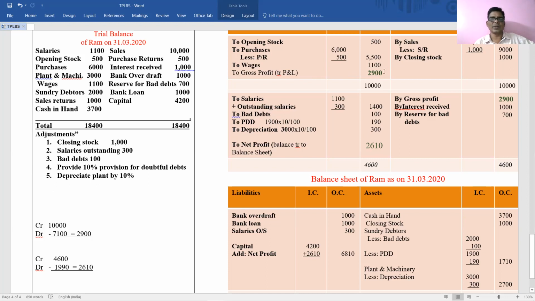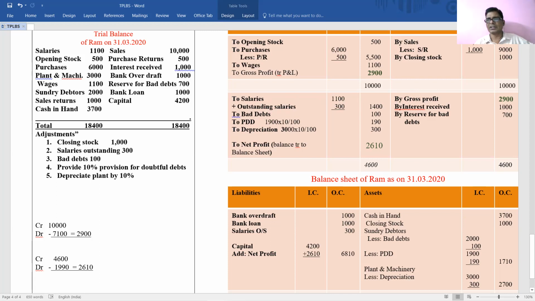This is called gross profit. When TC is more, that is incomes are more, that is 10,000, and expenditure is 7,100, we get 2,900, that is gross profit. So TC plus is 10,000 and TD is 7,100. We got 2,900. This gross profit is transferred to the profit and loss account. So where the trading account ends, there the profit and loss account starts. From here onwards, profit and loss account, by gross profit 2,900.